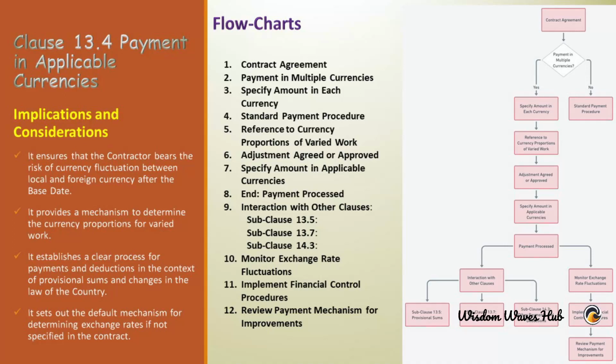Monitor exchange rate fluctuations. This step involves monitoring any fluctuations in exchange rates that might impact the payment process. Implement financial control procedures. Financial control procedures are implemented to ensure fairness and accuracy in payment calculations. Review payment mechanism for improvements. The payment mechanism is reviewed periodically for potential improvements or updates.